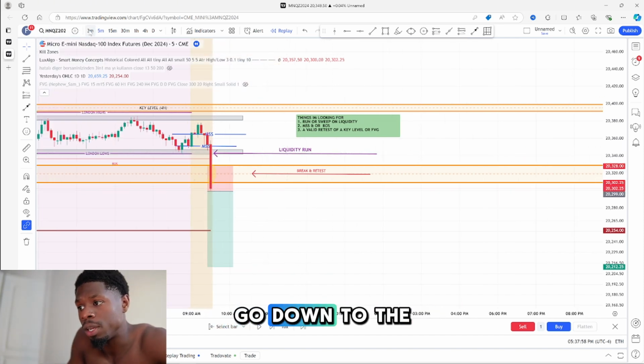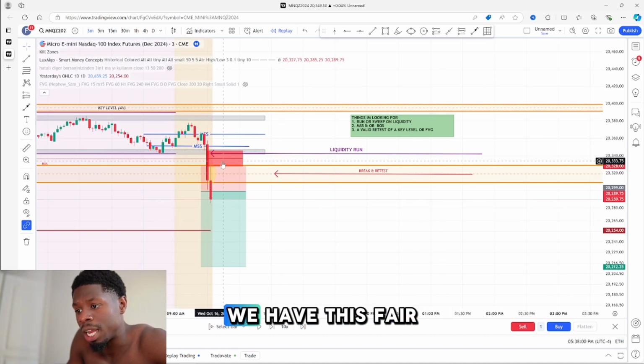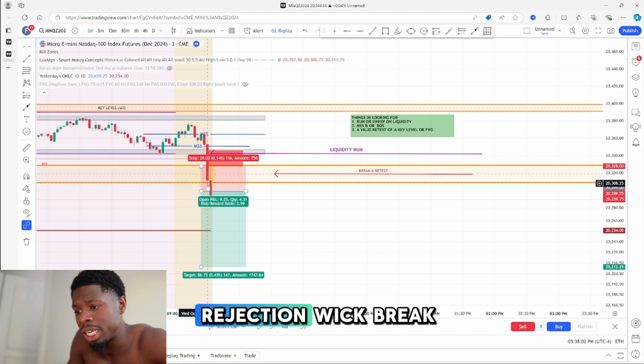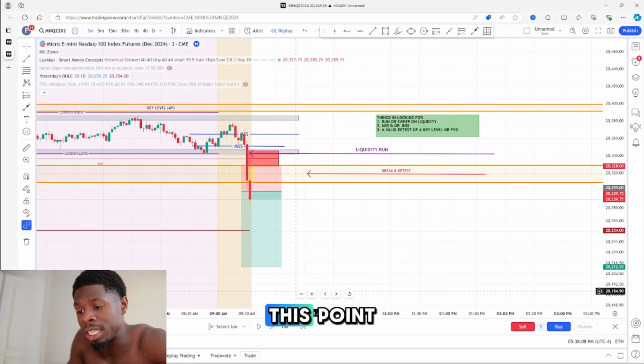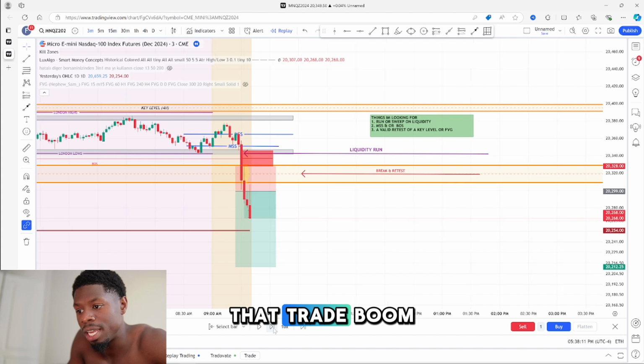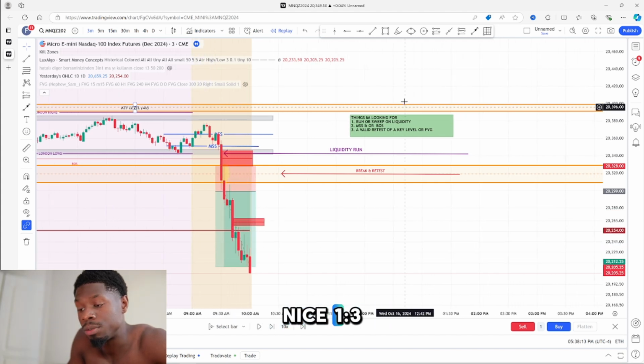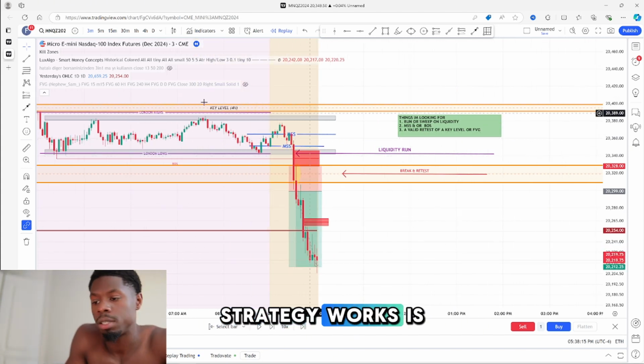Okay, and then if we go down to the 3-minute, we can see that we have this fair value gap with a strong rejection wick, break and retest of this hourly key level. All three of my criteria are met at this point. We get in for that trade. Boom, nice 1-to-3. Strategy works.